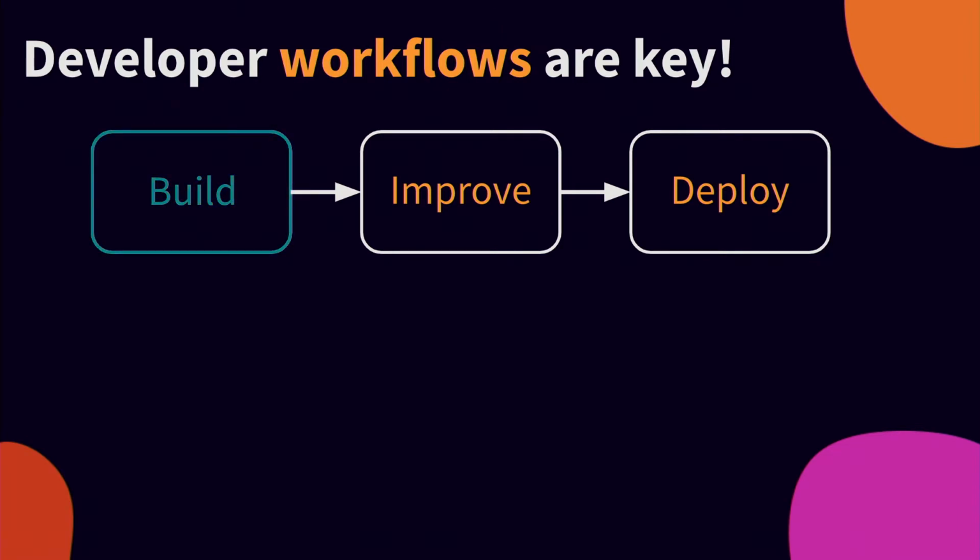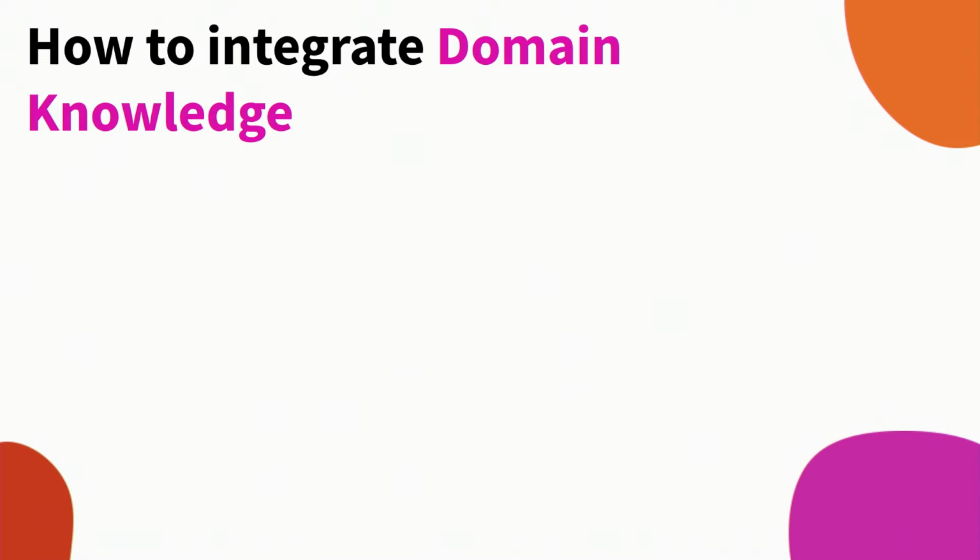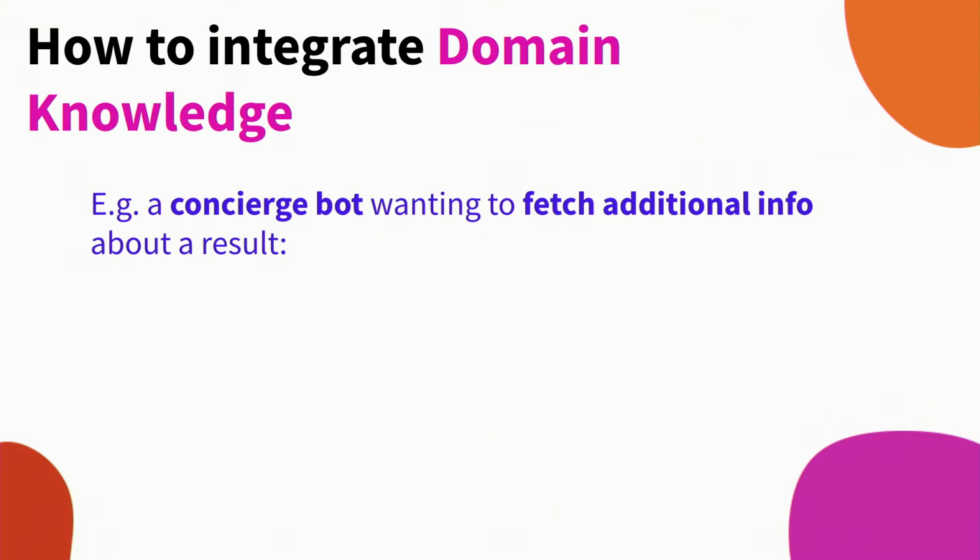So let's take a closer look at these different categories, and I'm going to highlight a couple features. There's just really a selection. There's lots. The changelog has been huge, so this is just a quick highlight. One thing that we looked into is how to integrate domain knowledge. Usually you have your chatbot, and then you have a large base of knowledge, right? That includes your database. For example, in a concierge bot, that could be fetching additional information about a result.